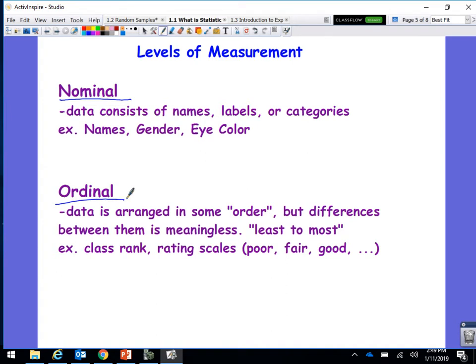Ordinal is putting things in order. Oftentimes you've done this when you've gone to a restaurant. They give you a comment card or they want you to rate some app through the app store, 1 for poor, 2 for okay, 3 for great, or something like that. You're going from the least to the most. You're dealing with this a lot with class rank. That's an ordinal rank.